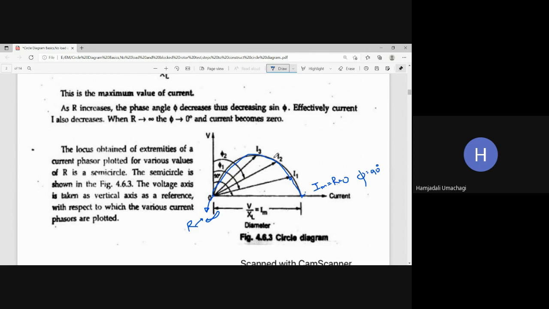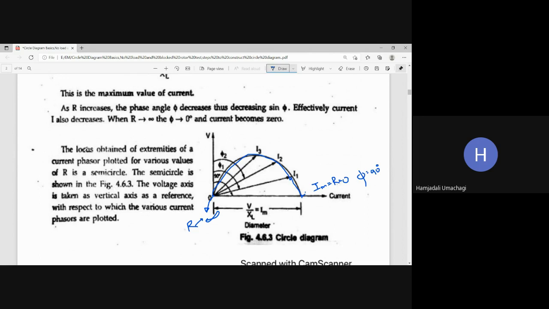So if you see this blue dotted line traveled by the locus of the current phasor, this is similar to the circle diagram, or it is similar to a semicircle. For this sake only we call this a circle diagram. The semicircle is shown in figure 4.6.3.